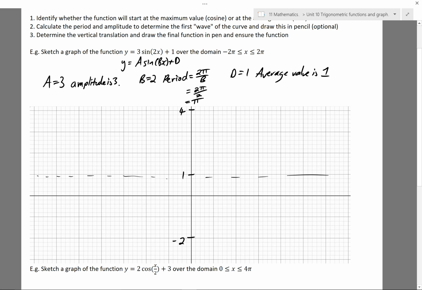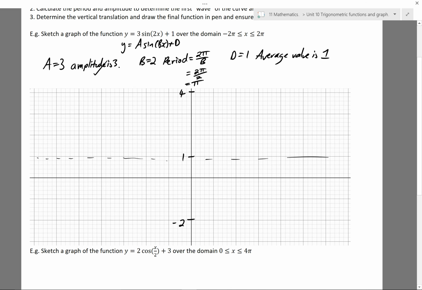So I've used these two pieces of information. I've used the amplitude and I've used the average value. Now to use the period, I know that I need to go from 0 to pi. I need to do one period.